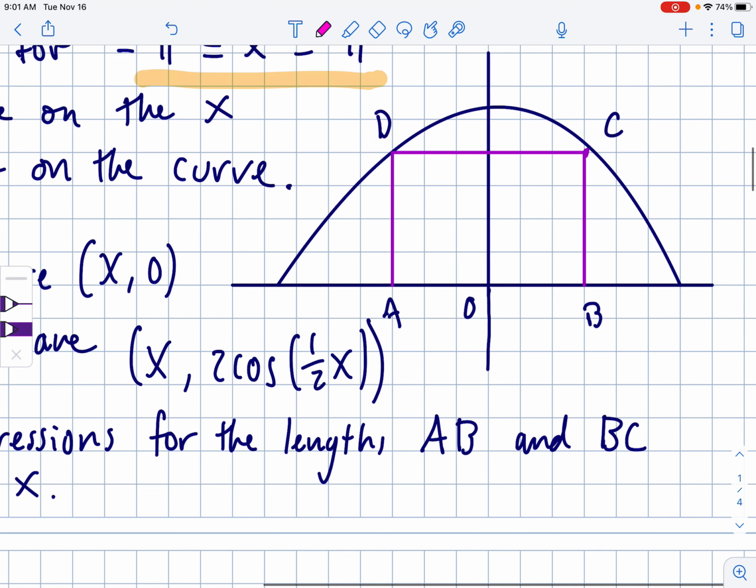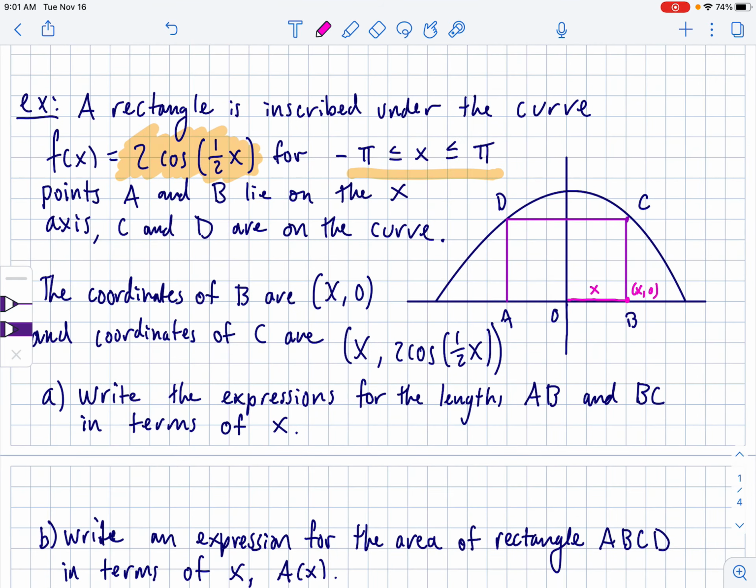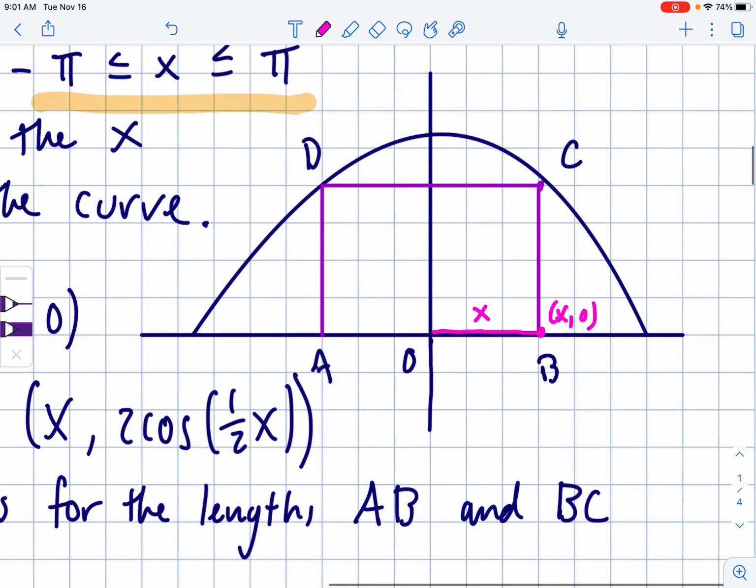The coordinates of B are x, 0. That makes sense. If you think of this distance right here as a distance of x, then this coordinate is x comma 0. The second part says the coordinates of C are x comma 2 cosine 1/2 x. You might look at that and wonder what on earth they are talking about, but they're talking about the coordinates of this right here. Obviously it goes x over to the right because this is the same distance as x. But then this distance is essentially the same as the y value of the coordinate.